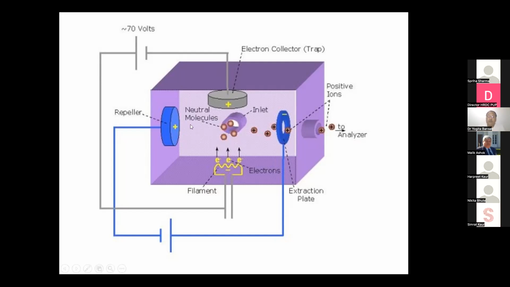Those ions are positively charged, and there is a positively charged repeller plate. Now, what does this positively charged plate do? It repels these positively charged ions away from it, and there is a negatively charged plate, and this negatively charged plate attracts the positively charged ions towards it. As a result, these positively charged components move from left to right, and here again negatively charged plates are there, so they further attract, right? This way the ions are accelerated. So this is how the ions are produced, and they move from the ionization chamber to the analyzer.